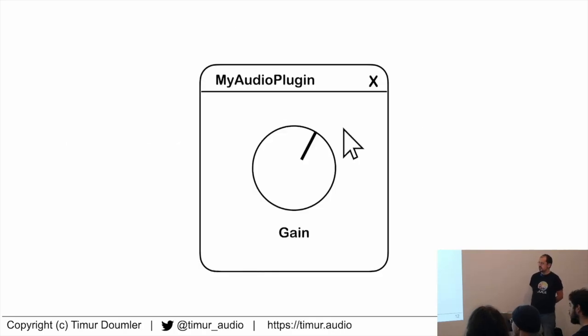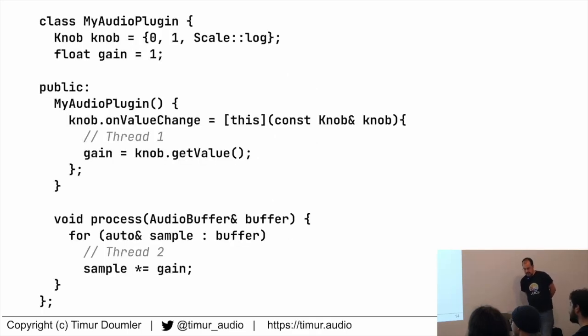This is, I think, the classical first example. You have a gain knob, and you have these two threads. You have some kind of audio plugin. This is highly simplified, slideware code. One thread reads the value of the knob from the GUI and sets the gain, and another thread produces the audio and multiplies all the samples with the gain. That is the simplest audio plugin you can build. And of course, there is a bug here. What's the bug?